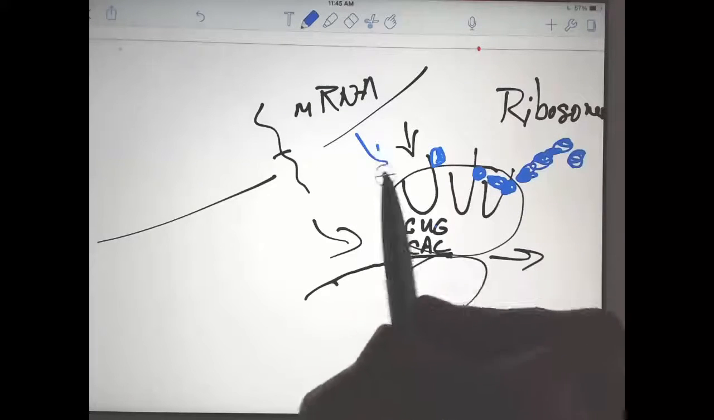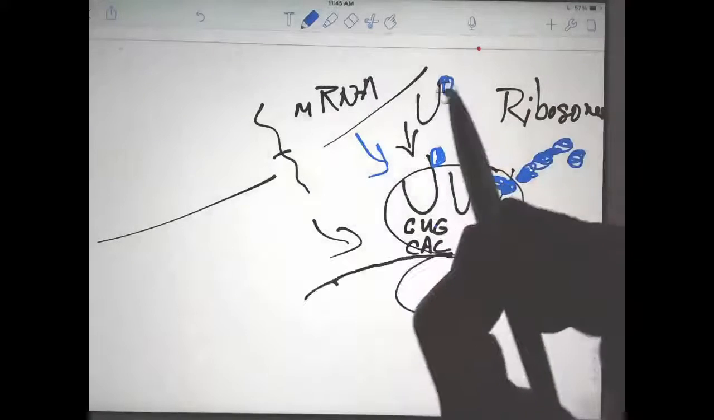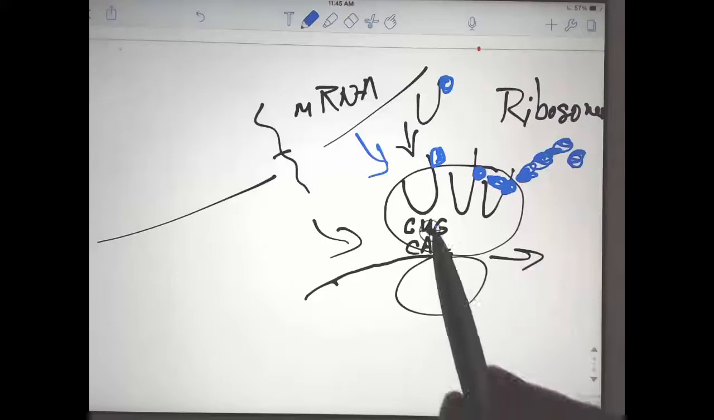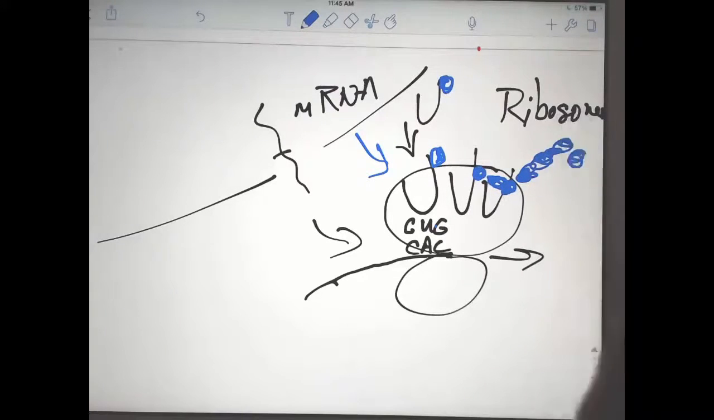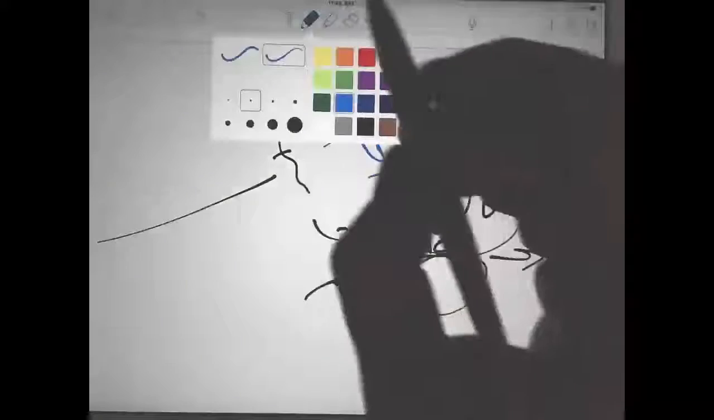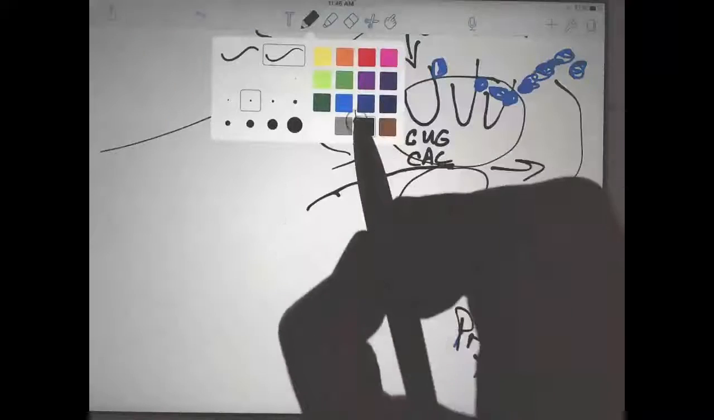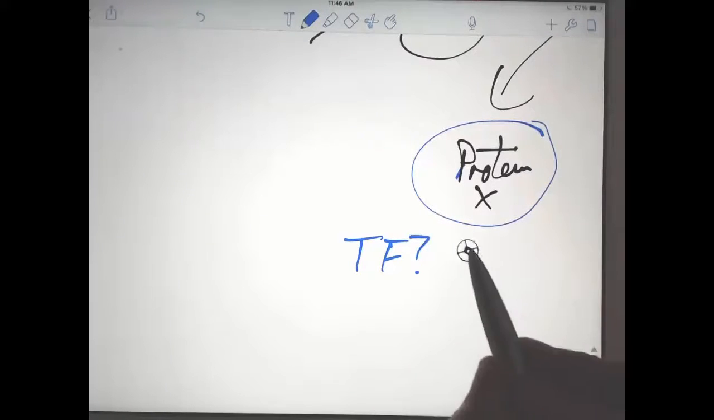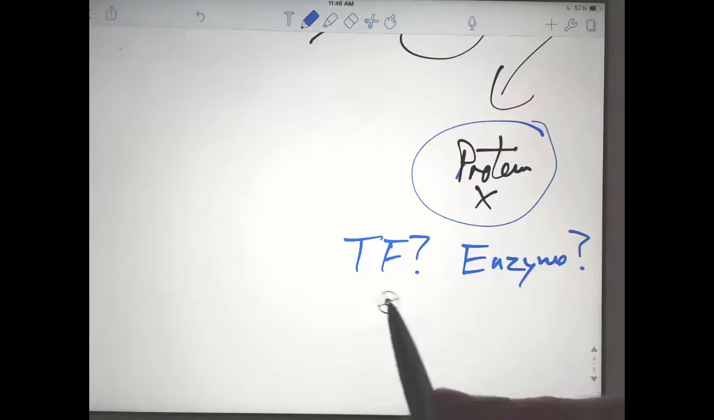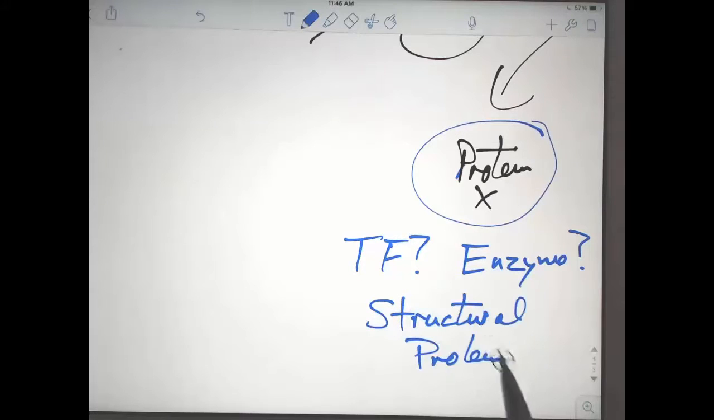So we have transfer RNAs coming in, but only if they match their anticodon to the codon and the growing amino acid chain. The end result of this would be protein X. And protein X might be a transcription factor, might be an enzyme, or it might be a structural protein, such as actin and tubulin.